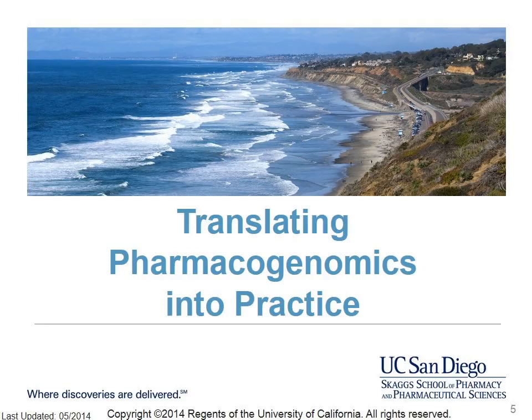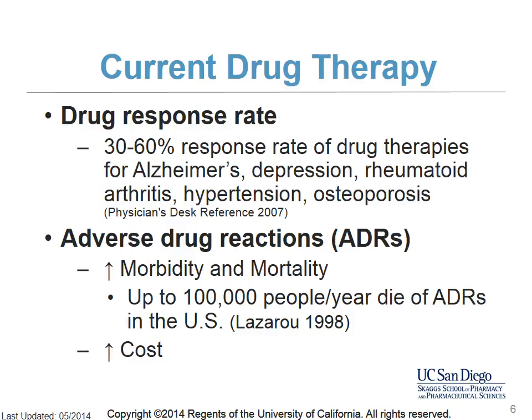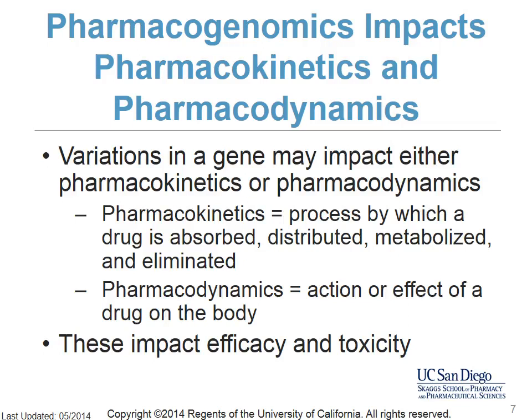We'll begin with translating pharmacogenomics into practice. Currently, there are persistent problems with drug therapy. Drugs used for many common diseases such as Alzheimer's, depression, hypertension all have drug response rates which are only between 30 to 60%. Adverse drug reactions are quite common. They can increase morbidity and mortality as well as the cost of care. Variations in a gene may impact either the pharmacokinetics or dynamics of a drug, which in turn affects the clinical outcome. Recall what pharmacokinetics and pharmacodynamics mean.